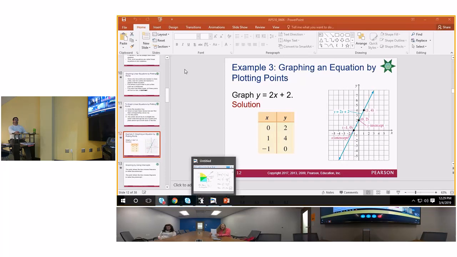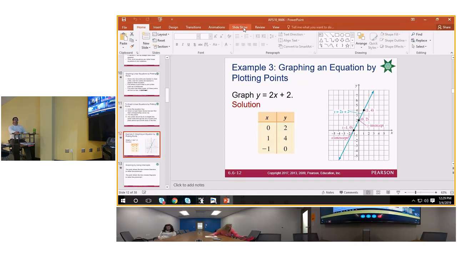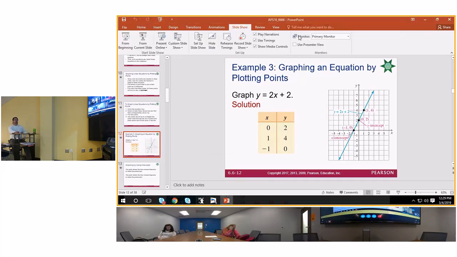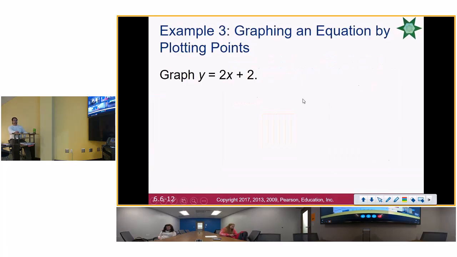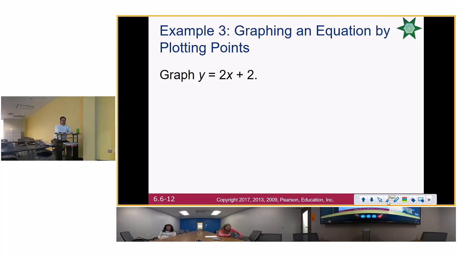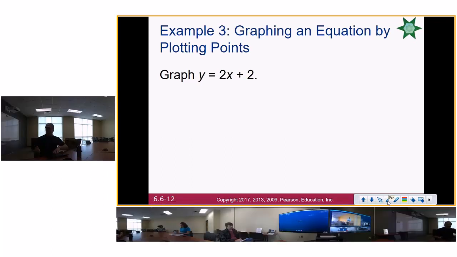So, plot or slideshow, monitor. Okay. Graph 5 points using y is equal to 2x plus 2. Do that right quick. And then we're going to change it.